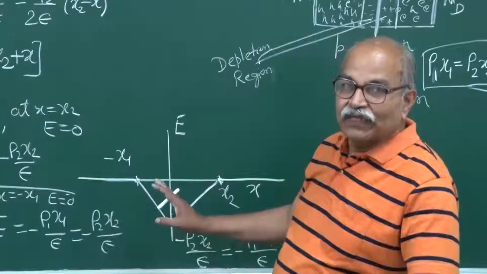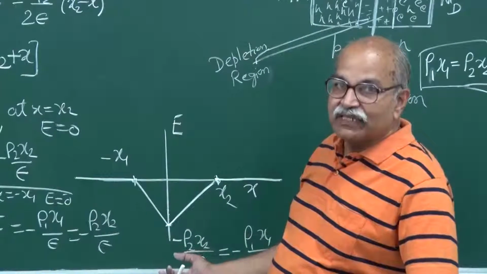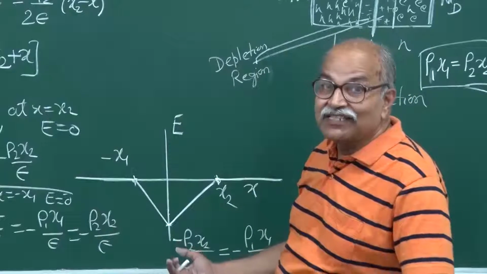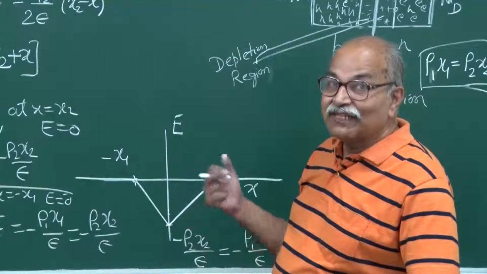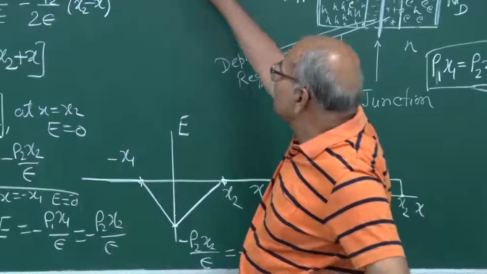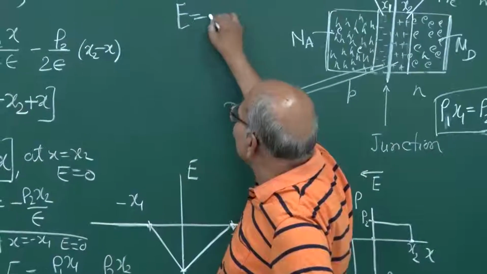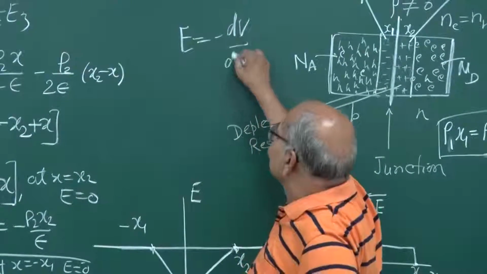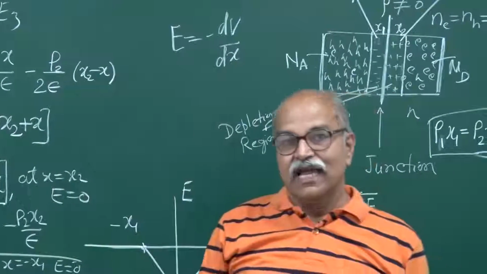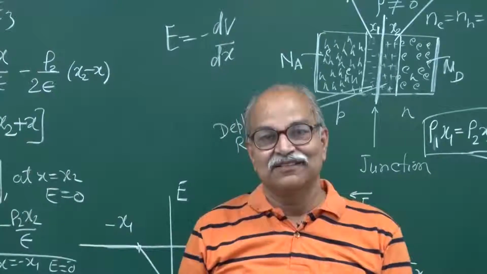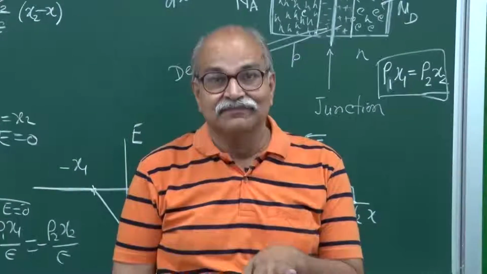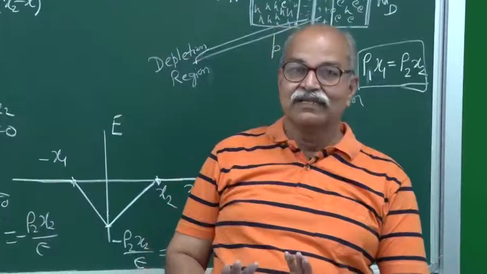So our next task will be to calculate the potential as a function of x. Once I have the electric field, I can calculate the potential using our equation E is equal to minus dV/dx. So we can calculate this potential as a function of x, and from there energy as a function of x, and from there the potential barrier. So that will be our next task.